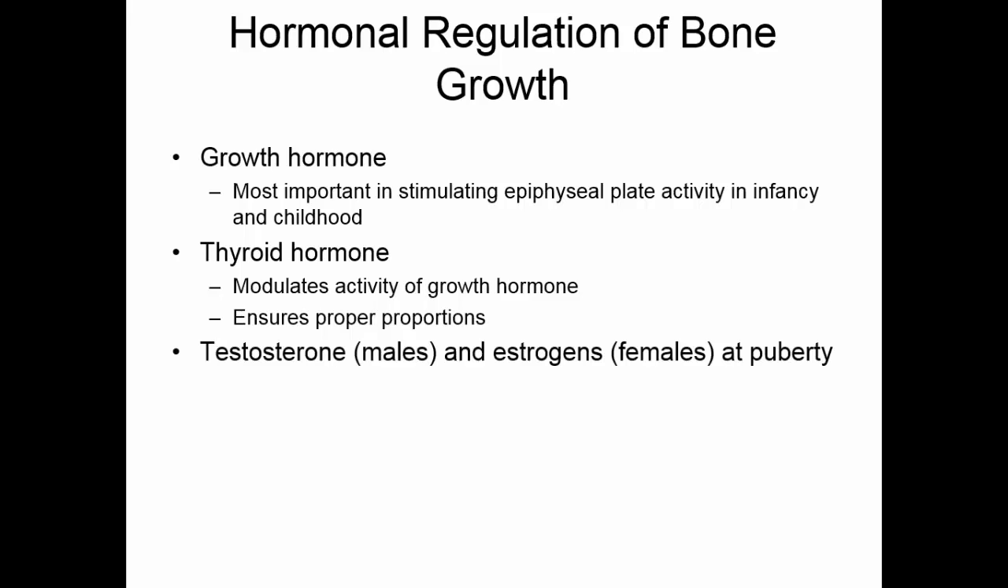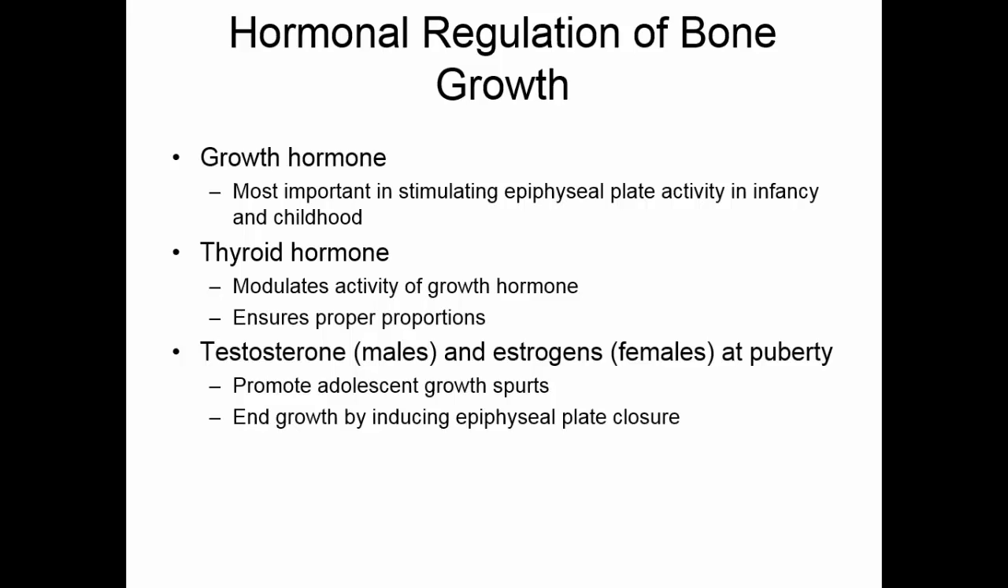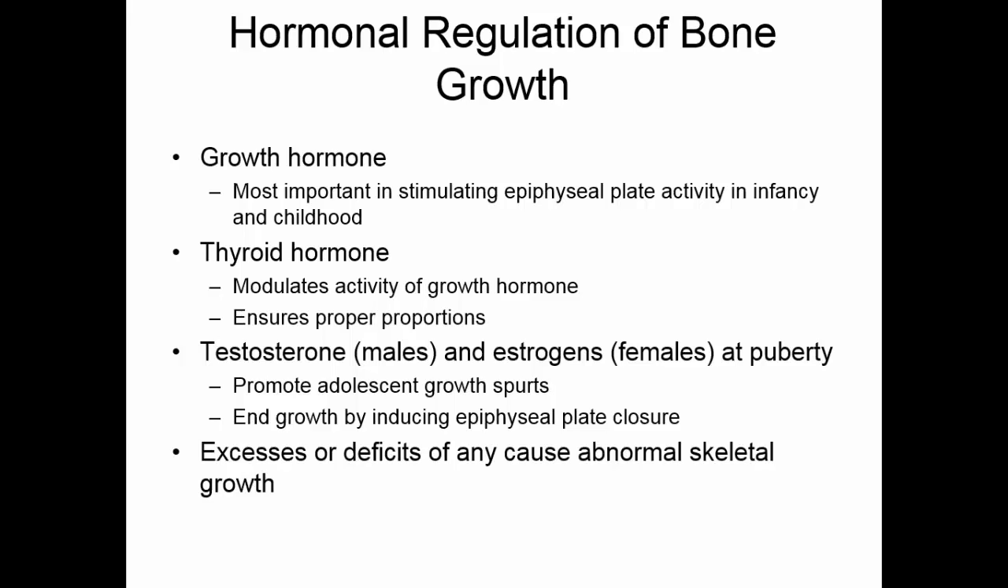Testosterone in males and estrogen in females at puberty promote an adolescent growth spurt. That is, the epiphyseal cartilage divides rapidly, and then it ends growth by inducing epiphyseal plate closure. So we grow the cartilage very quickly, and then we very quickly ossify. If we have excesses or deficits of any of these hormones, we can have abnormal skeletal growth.